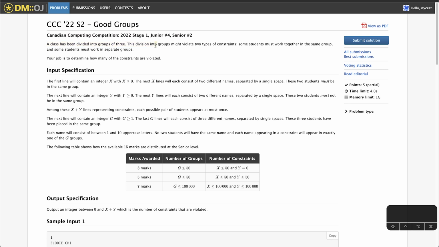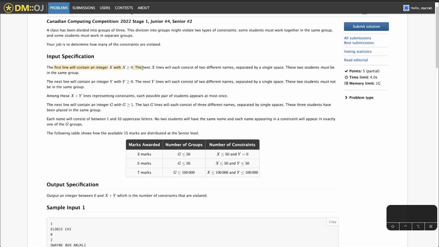So the class has been divided into groups of 3. This division into groups might violate 2 types of constraints. Some students must work together in the same group, and some students must work together in separate groups. And we have to determine how many constraints are violated.